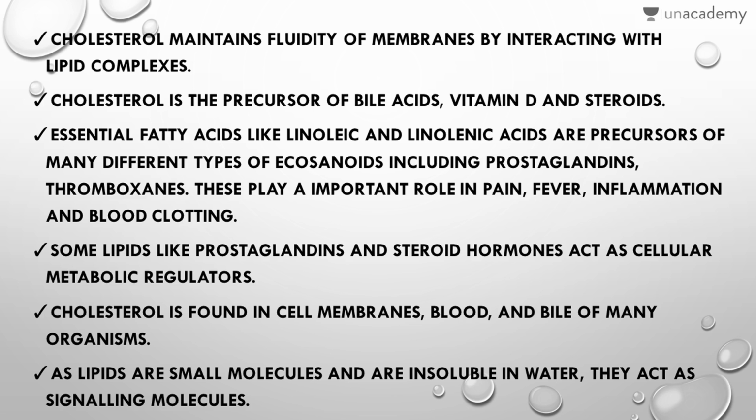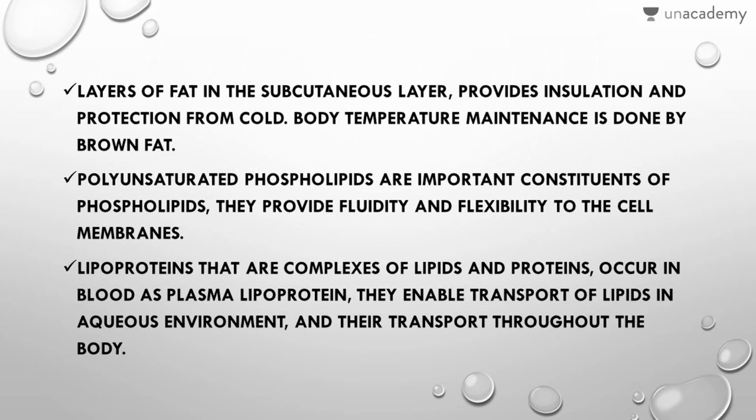Some lipids, such as prostaglandins and steroid hormones, act as cellular metabolic regulators. Especially prostaglandins and steroid hormones are very important in pregnancy. Prostaglandins are basically secreted by the fetal body at the time of initiation of parturition. Cholesterol is found in cell membranes, blood, and bile of many organisms. They are small molecules that are insoluble in water, and they also act as signaling molecules.